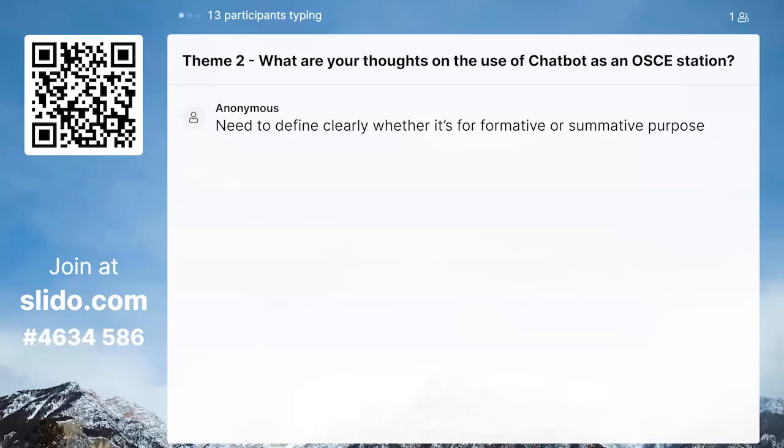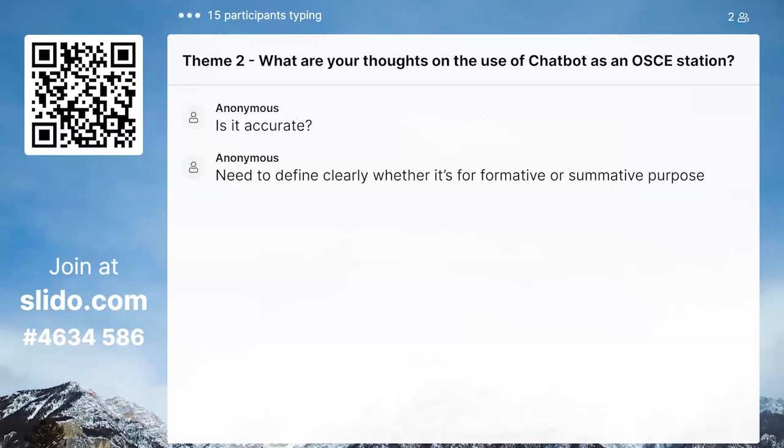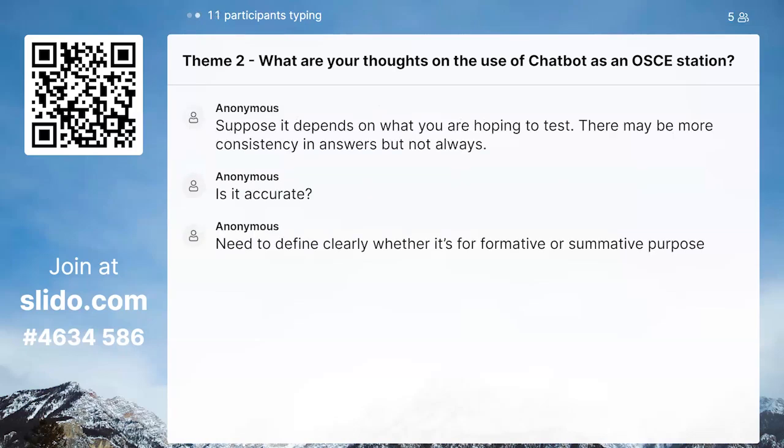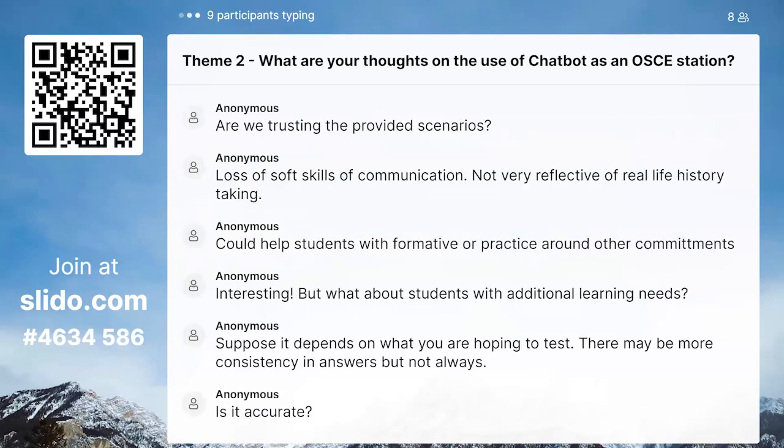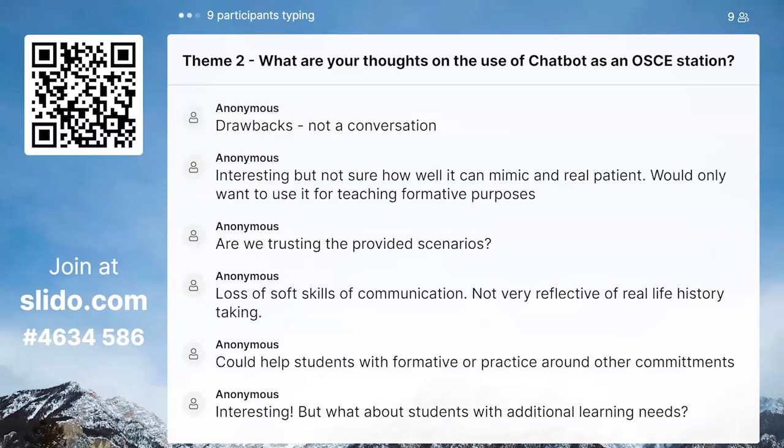Need to define clearly whether it's for formative or summative purposes. Yes, and I think that's absolutely correct. If chatbot is being used as an assessment tool, as teachers, as clinical educators, we need to work out whether we're using it just in the mock OSCE scenario, just in the classroom for teaching and clinical reasoning, or for summative purposes. Is it accurate? I think accuracy of the chatbot depends not just on who's building the chatbot, but also on perhaps who is the facilitator or the examiner.